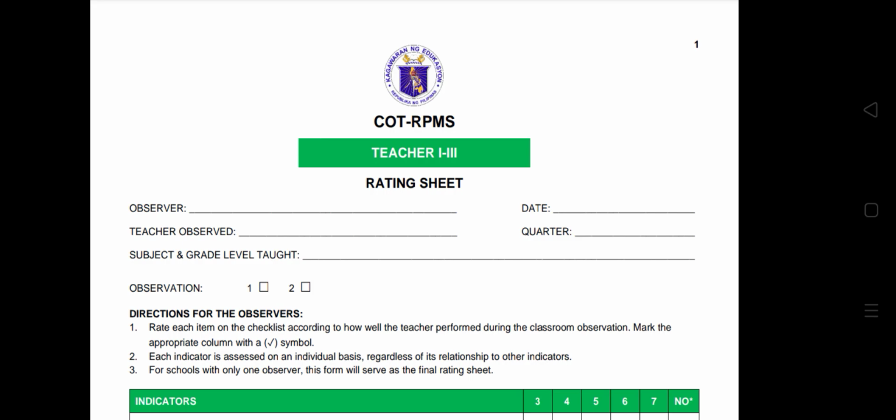So, directions for the observer: rate each item on the checklist according to how well the teacher performed during the classroom observation. Mark the appropriate column with a check symbol. Each indicator is assessed on an individual basis, regardless of its relationship to other indicators. Number 3, for schools with only one observer, this form will serve as the final rating.